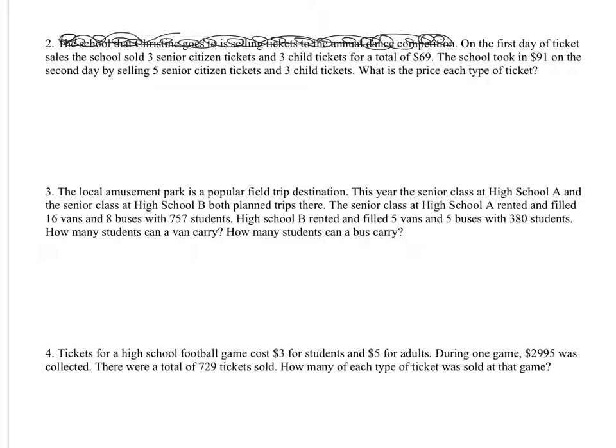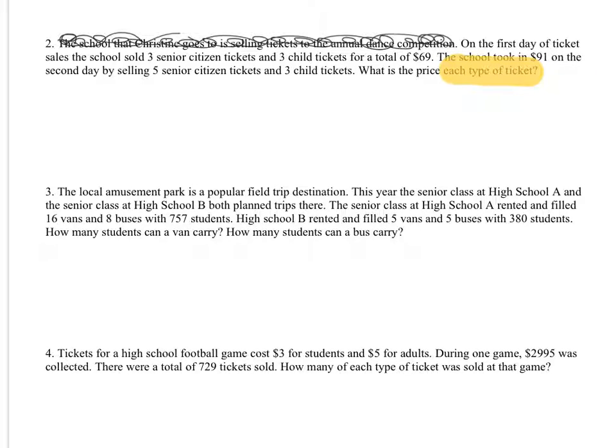The next thing I'm going to do is read this question again, and highlight no more than 4 words of what I am trying to find. On the first day of ticket sales, the school sold 3 senior citizen tickets and 3 child tickets for $69. On the second day, they sold $91 for 5 senior citizen tickets and 3 child tickets. What's the price of each type of ticket? So highlight no more than 4 words of what we're trying to look for. We're trying to look for each type of ticket.